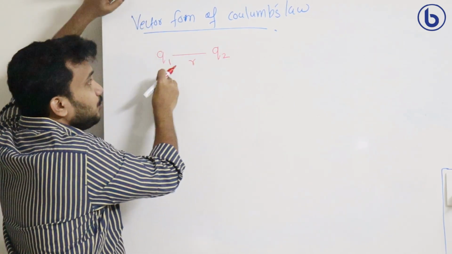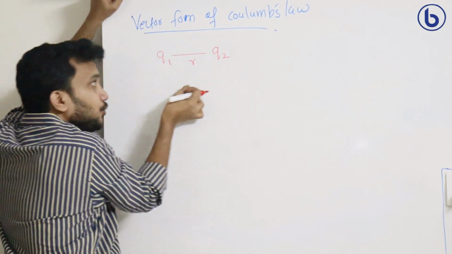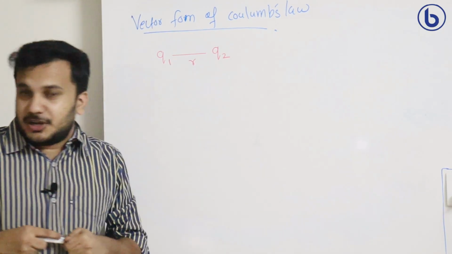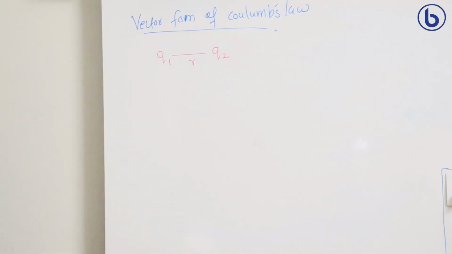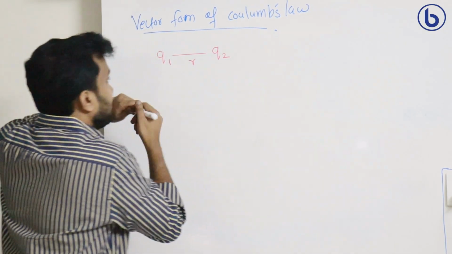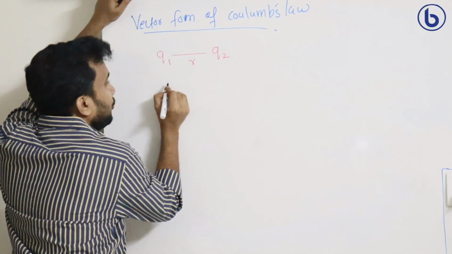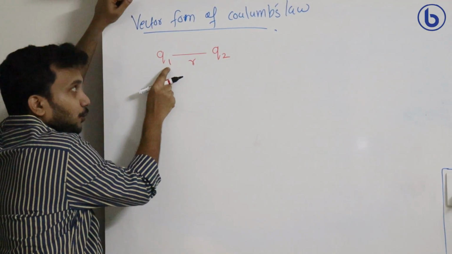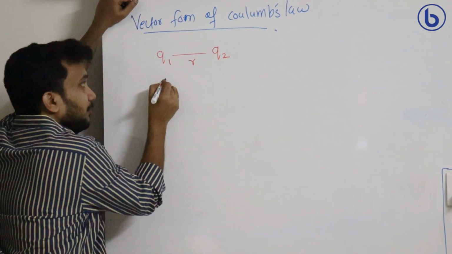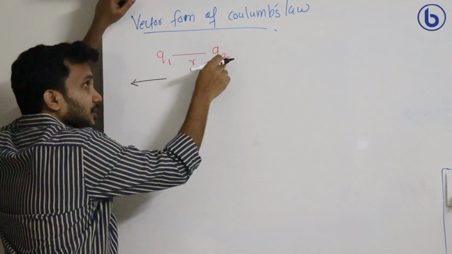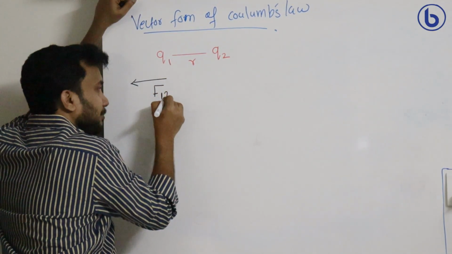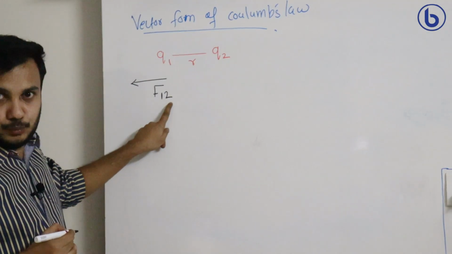Both are positive, so what will happen? Q1 will move towards Q2 or away from Q2? It will move away from Q2. Why? Because both have the same charge, so the same polarity is here. So the force on, listen very carefully, force on charge number 1 because of charge number 2, I can write as force on charge number 1 because of 2. So it is called F12.